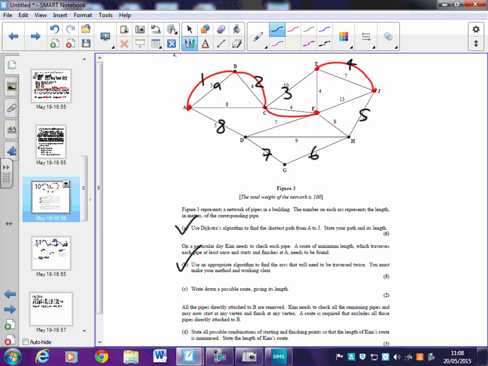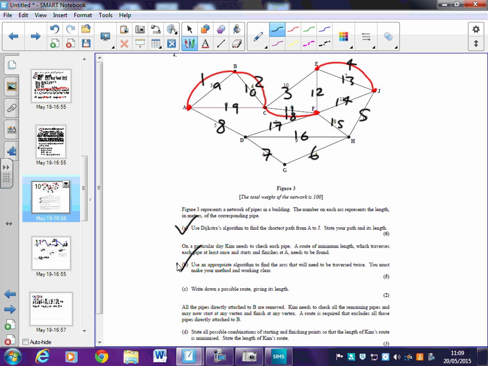So 8, 9, 10. I haven't been along there yet, so 11. Could then go up there. 12, 13, 14. I could go down to H. 15. From H to D. 16. From D up to F. 17. From F back to C. 18. And then from C to A. 19 on to there. Okay, so I then just need to write that all down onto my answer bit.